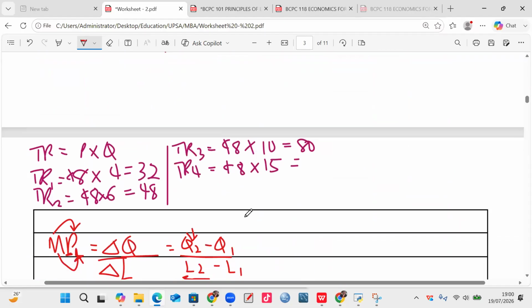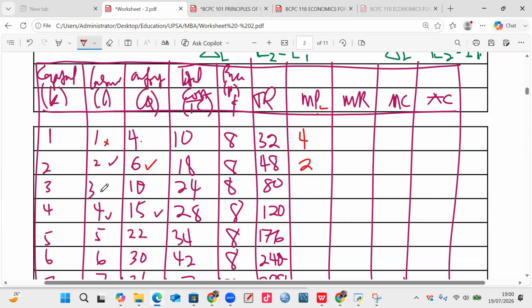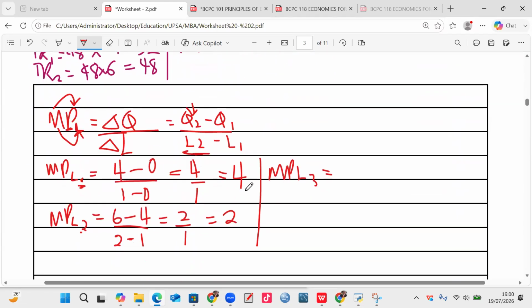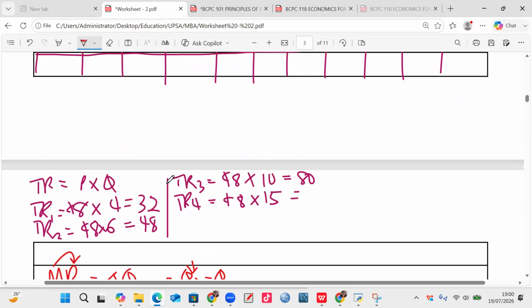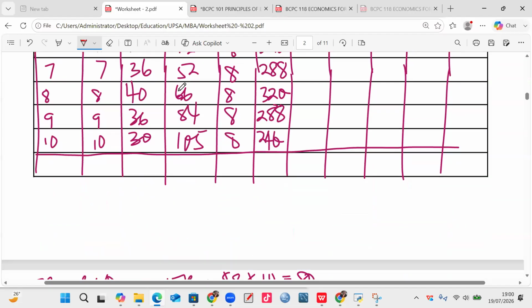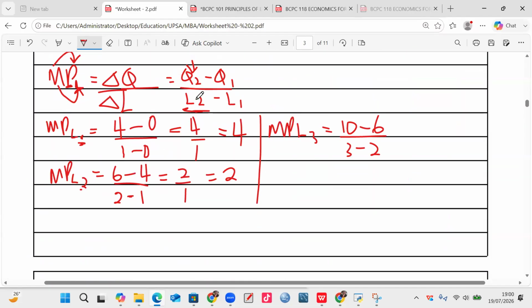Then you do the same for labor 3. I'm doing 2 more, then I will finish it. So this is MPL for labor 3. What is the current output? 10. What is the previous? 6. So Q2 is the current for labor 3. It is 10. The previous is 6. Over, we are at labor unit 3. So the current is 3. Previous is 2. What do we have? 4 over 1, which is 4.